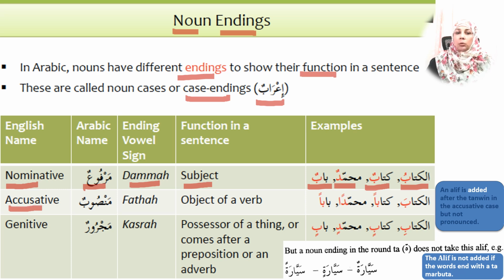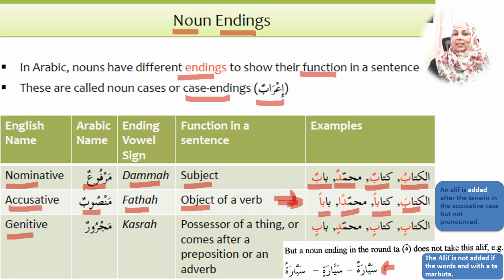We've seen the accusative case in Arabic called mansubun with a fatha, and we have seen examples of how it is the object of a verb. For example, Al-Kitaba, Kitaban, Muhammadan and Baban are all mansubun. Please notice that in the mansub case, this alif has been added. This is just a spelling rule. If there is a ta marbuta at the end of the word, as in sayyaratun, this alif in the mansub case is not needed. See how it is sayyaratan. There is no alif needed here. But in this case, this alif has been added as a spelling rule in the mansub case.